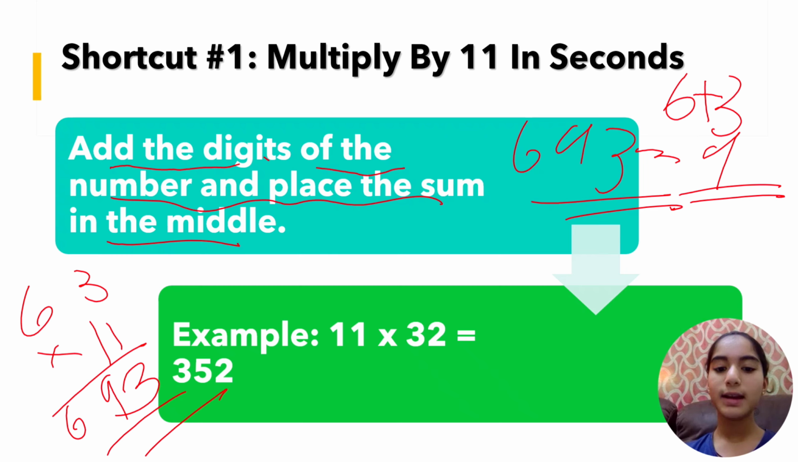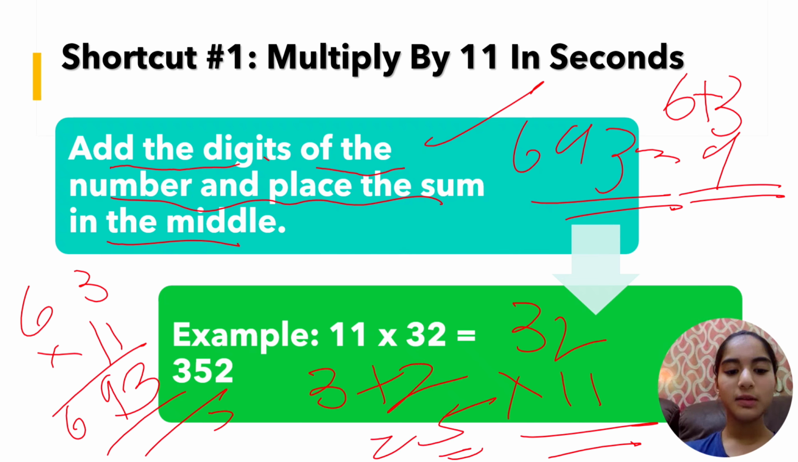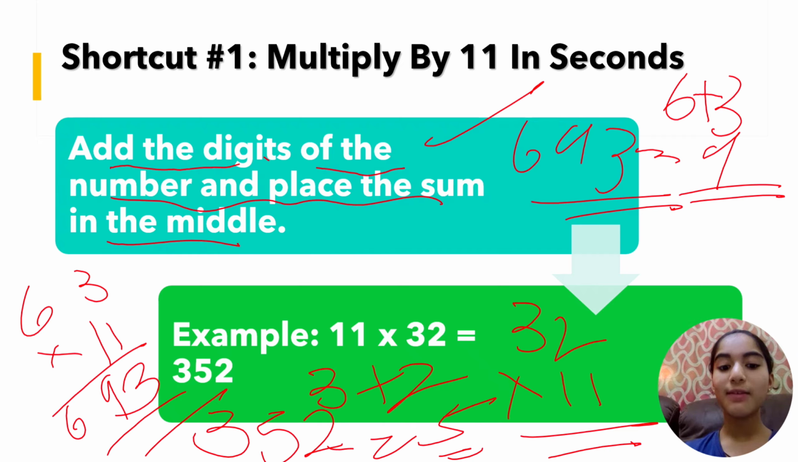Now, let's try another. 32 times 11. Instead of doing it this way, let's do it this way. Now, 3 plus 2 is equal to 5. Now, I place this 5 in between 3 and 2. 352 is really the right answer. Now, let's move on to other questions.